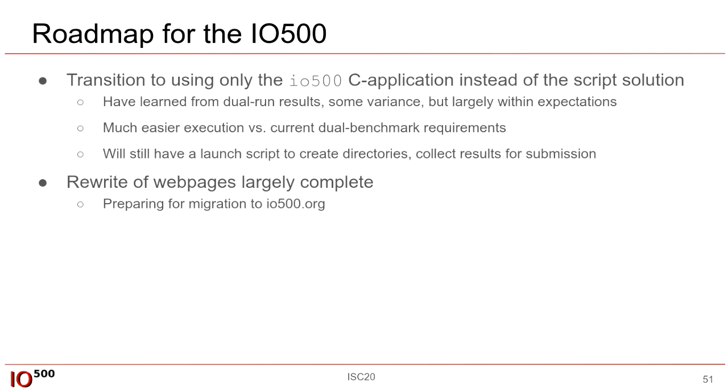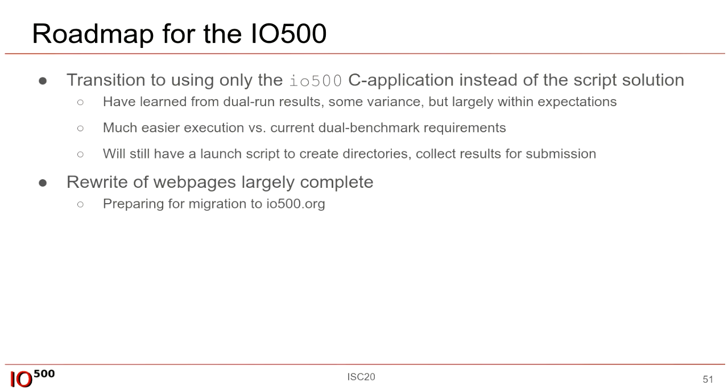And the reason for going to the C application was to be able to directly calculate the metrics without having to do screen scraping of the output of IOR, and to simplify the execution of all of the different benchmarks. So for the future lists, we'll remove a lot of the complexity for users.